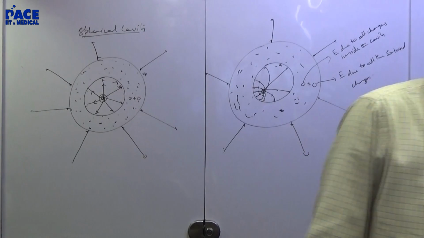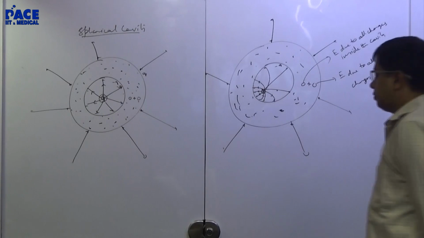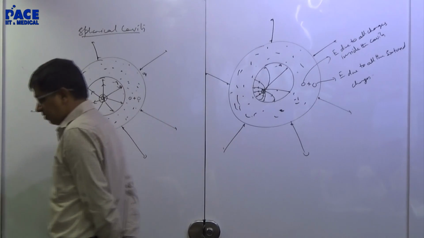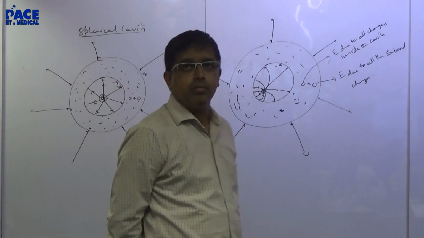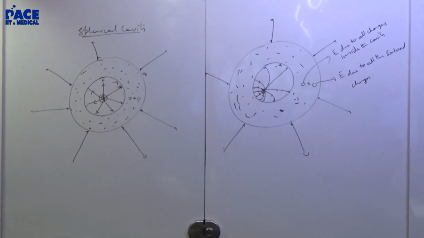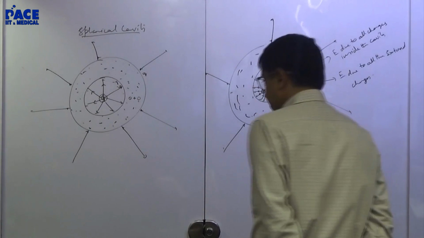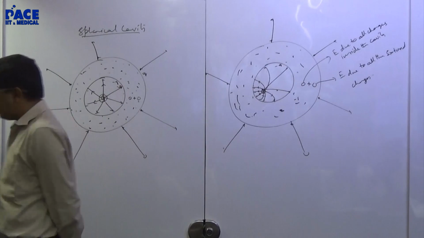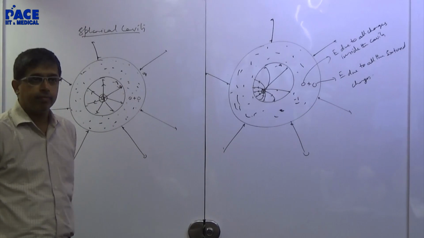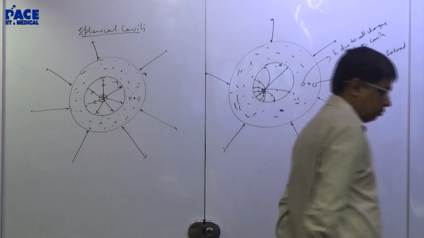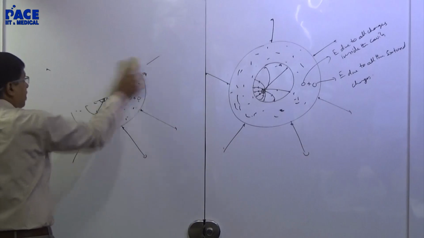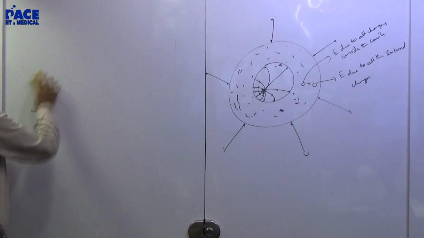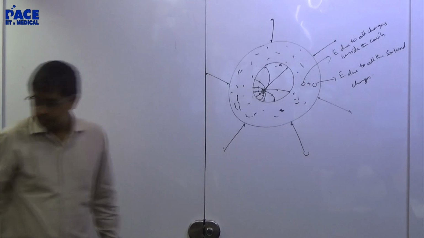All external charges put together will give a zero field everywhere inside. Everywhere inside means what does that mean? Both inside the cavity as well as the metal.